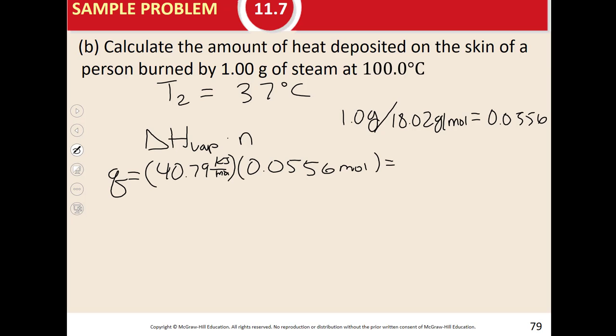Now, am I vaporizing here or am I condensing? You're condensing. So if this is the molar heat of vaporization, what do I need to change about that number to make it condensing? Make it negative. Good. So we're going to put a negative out front here. So negative, I'm getting 2.266, and moles canceled, so we're just left with kilojoules.